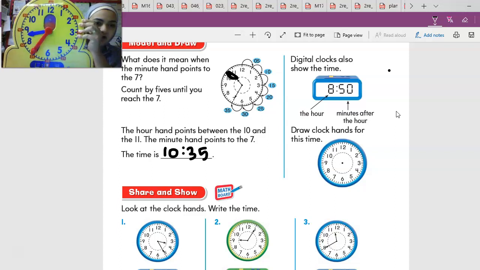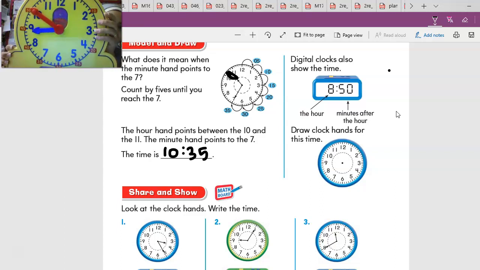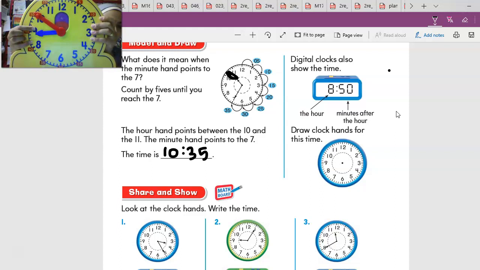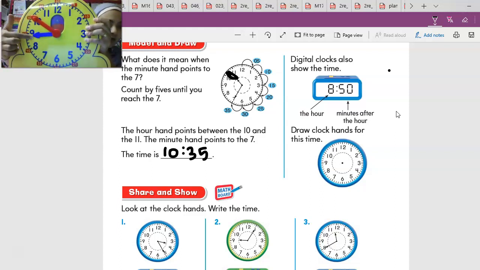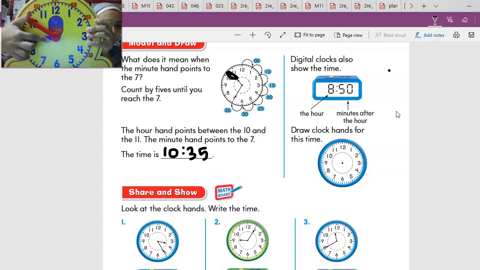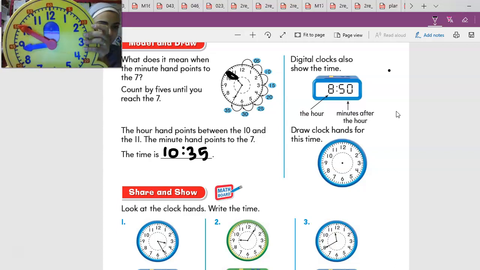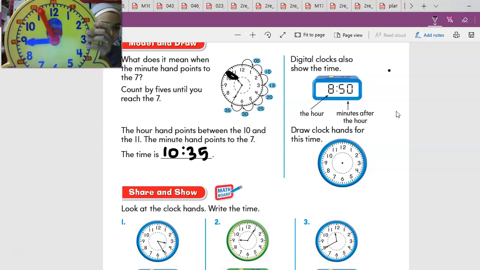That's why it's not 9 yet. It's still 8. So this clock here shows us 8:50. All right? So again, the hour hand is going to be between the 8 and the 9, closer to the 9. So I'm going to draw that here. The hour hand is between the 8 and the 9, closer to the 9.